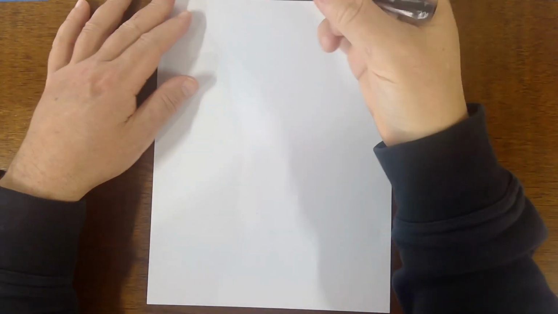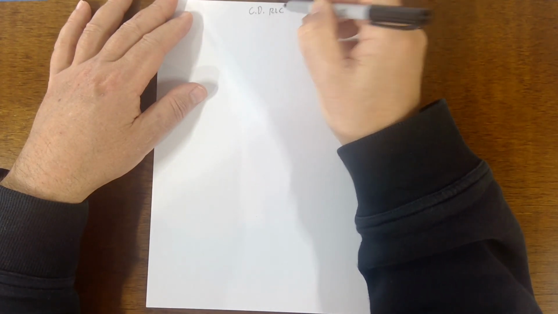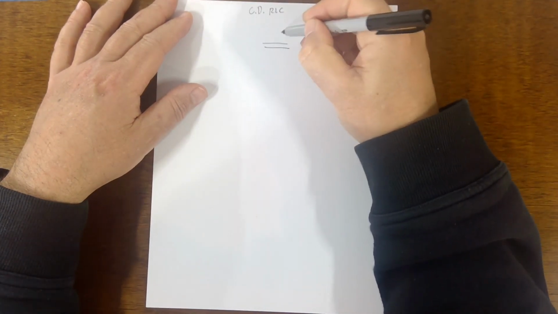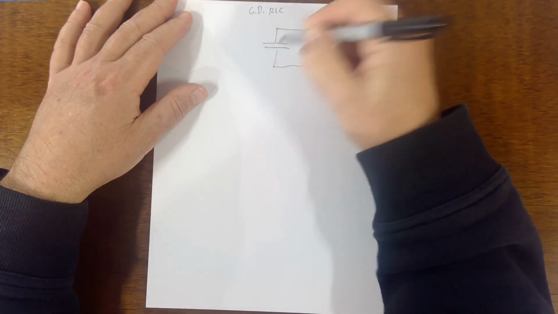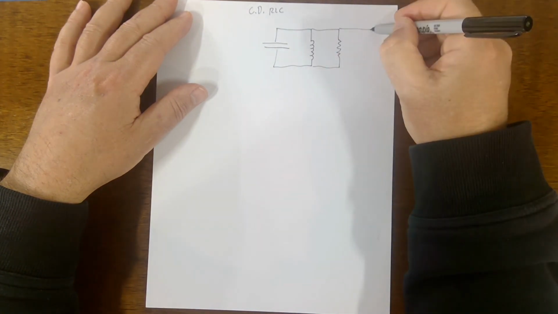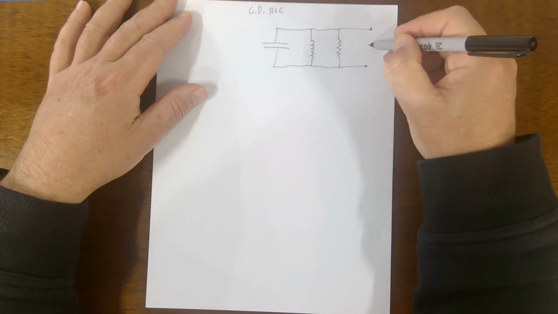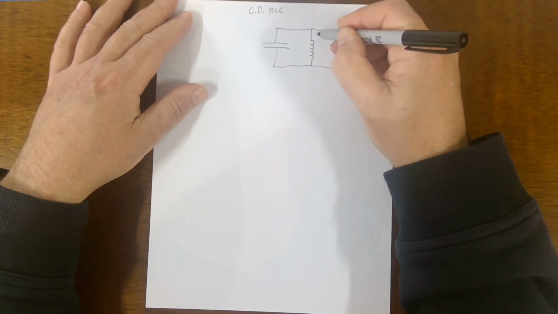Welcome back. This is a critically damped RLC circuit. Capacitor, inductor, resistor, voltage across all three of these guys, current through all three of these guys.